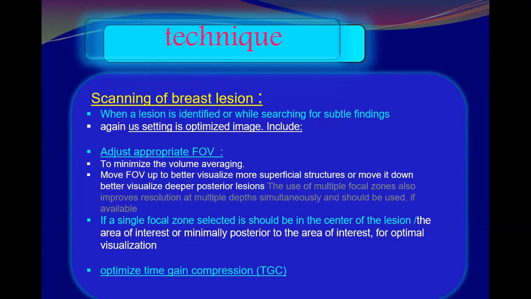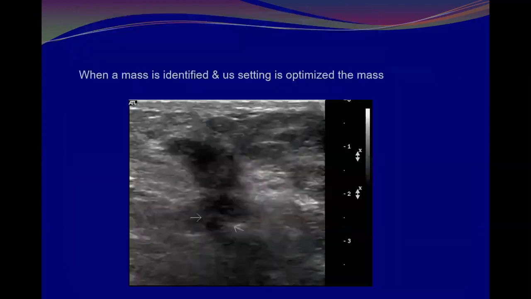And we need again to readjust the time gain to make sure the contrast is optimum, not over or under, which would give artifact or eliminate the internal echoes within soft tissue lesions.